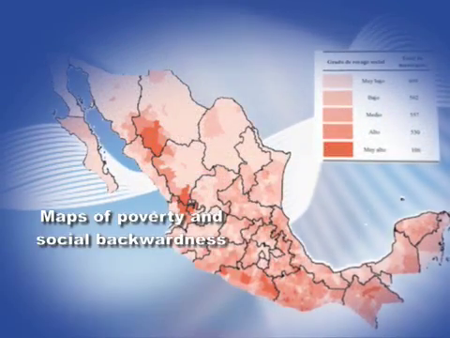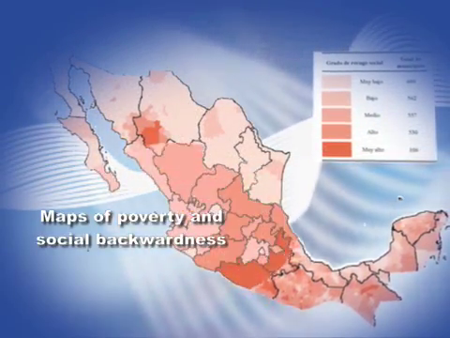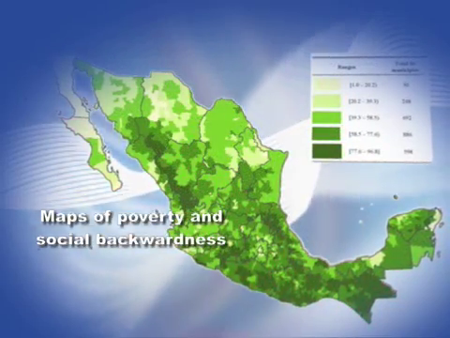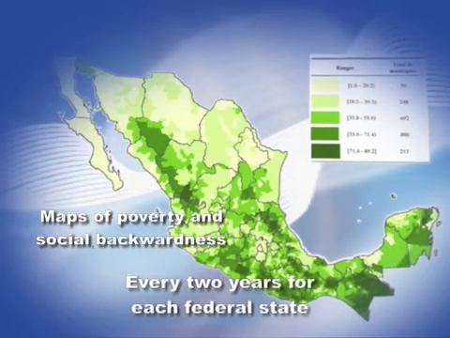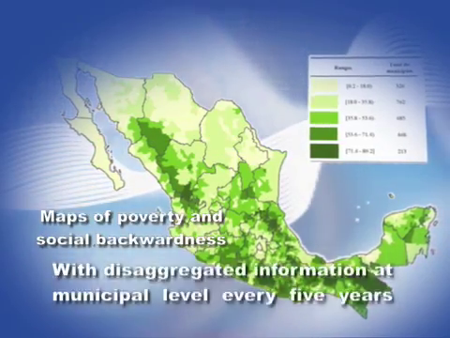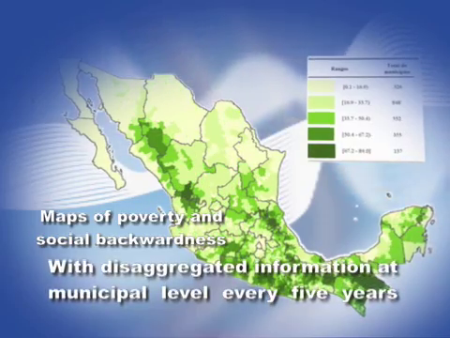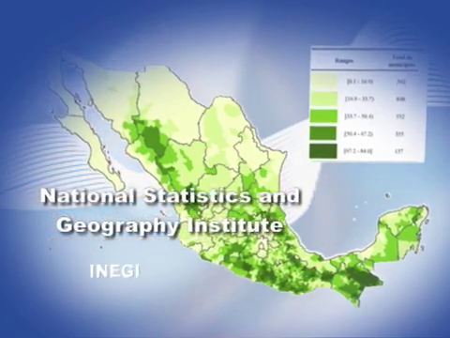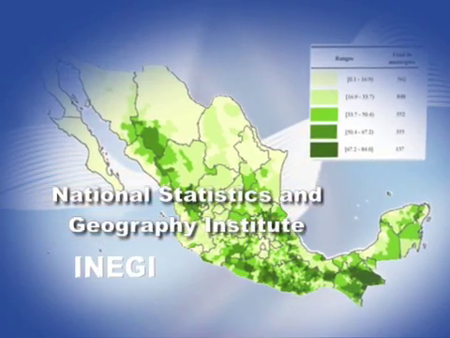According to the Law of Social Development, the studies performed by CONEVAL must be made with a minimum periodicity of every 2 years for each federal state and with disaggregated information at municipal level every 5 years based on information generated by the National Statistics and Geography Institute.